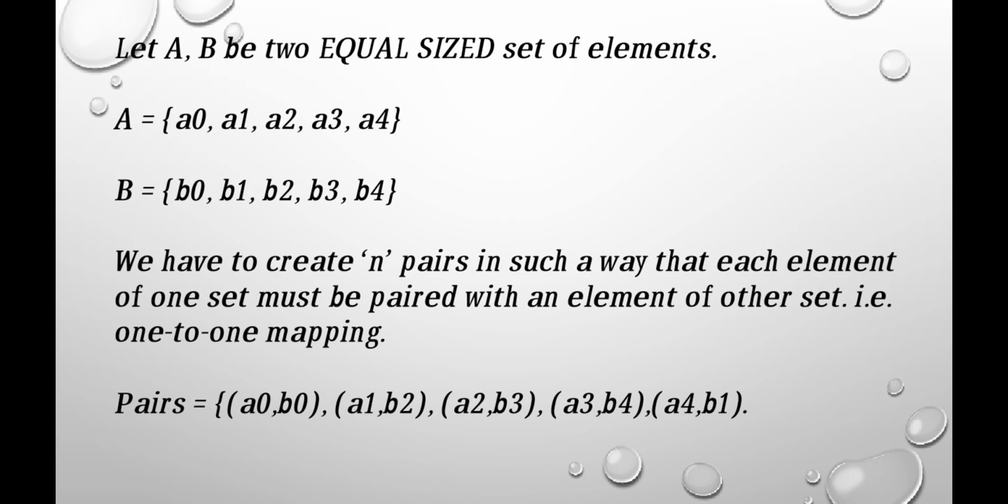So assume we have two sets, as I told you, A and B. They are equally sized. A contains 5 elements and B contains 5 elements. So we have to create n pairs by mapping one element in B with one element in A. Likewise, since we have 5 elements, we can create 5 pairs.